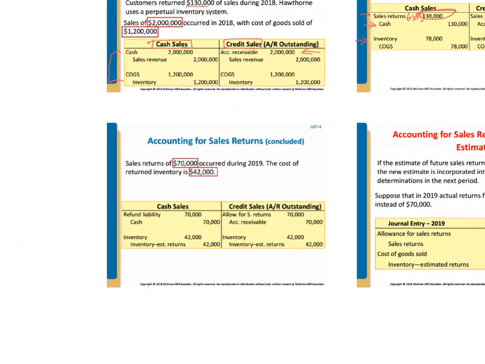Okay, what happens when the goods are actually then returned in the 2019 year, so the subsequent year? Well, then we're going to reverse out our refund liability here. So we'll debit refund liability, we'll credit cash because we're actually returning the cash. We'll debit our actual inventory because we've now actually received the goods back, and remove the inventory estimate that we had previously recorded when we estimated the amount of sales returns. And then we'll reverse out the same journal entries on the credit side too. Remember, if we didn't have this allowance for sales returns, instead it was a refund liability, we'd be debiting refund liability up here as well.